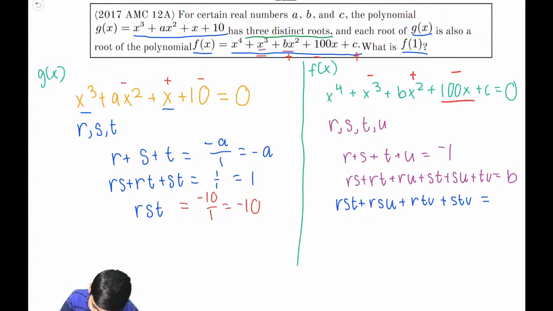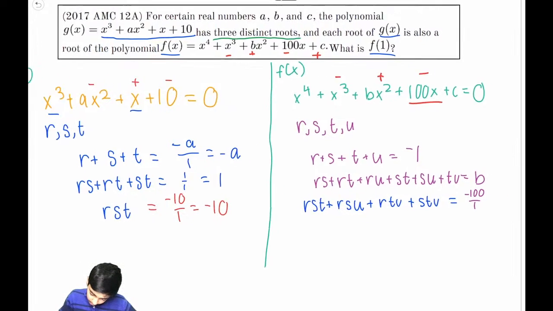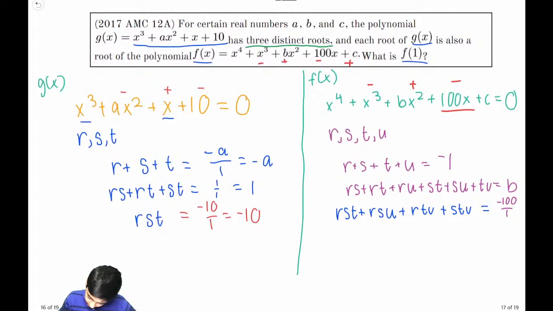Or that's not very clear, actually. So sorry about that. I'm just going to write it here: negative, positive, negative, positive, negative, positive. So negative on the first one, positive on the second one, negative on the third one. So we do negative of 100 over 1, which is negative 100. Okay, and then we can also do the last one, rstu equal to c over 1, which is just c, positive, remember, for this one?